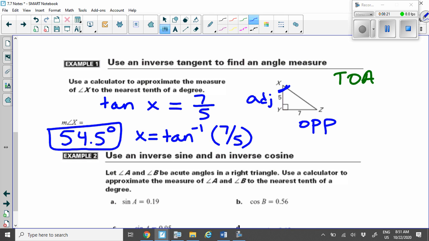Okay, make sure you come back for the next video for 7.7 day 1. We are then going to do example 2 and basically just make sure we know how to calculate sine, cosine, and tangent of the inverse.